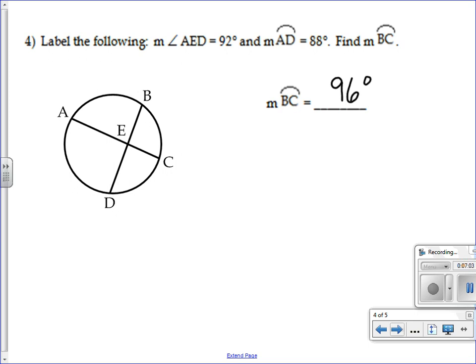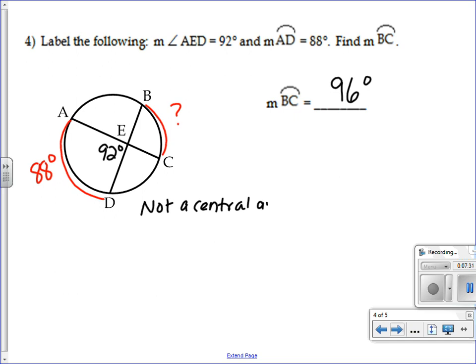So let's take a look at this. We're given that the measure of angle AED is 92 degrees. So let's label that. And we're given arc AD is 88 degrees. And we're trying to find arc BC. So notice how angle AED is not a central angle.